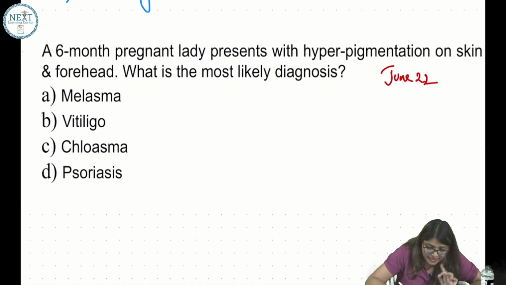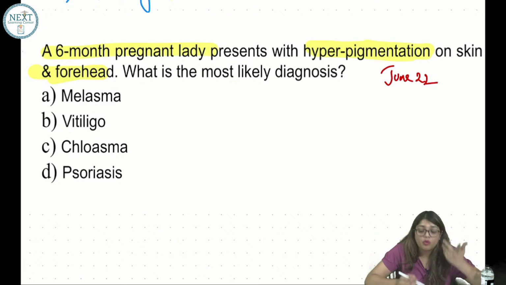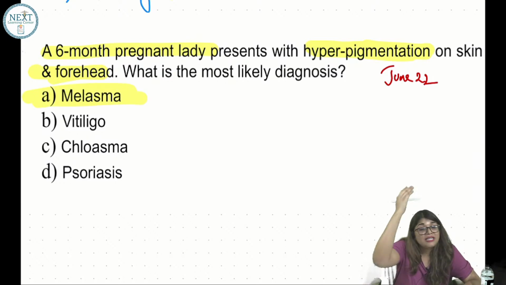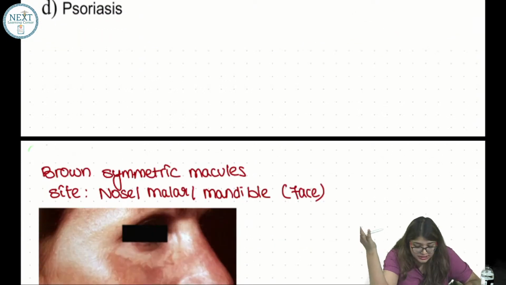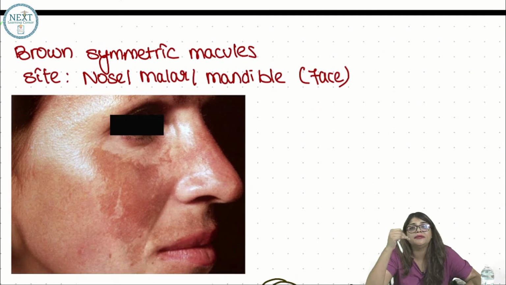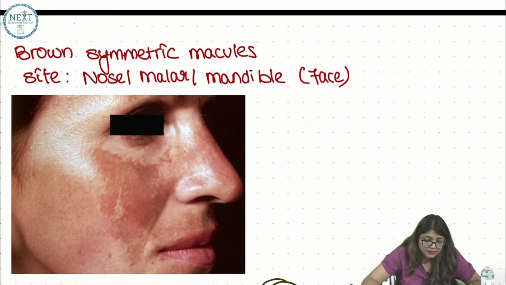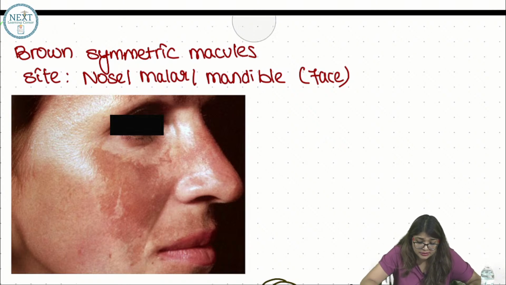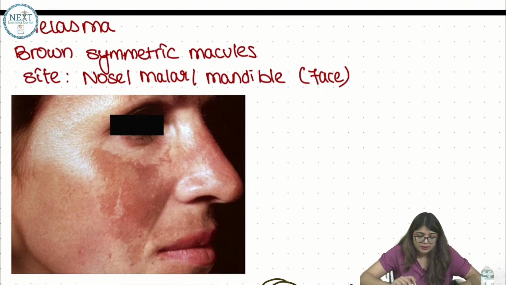Yeah, what is this? Very good. We are talking about hyperpigmentation on skin in a 6-month-pregnant female. What does she have? She has melasma. So let's go through all the hyperpigmentary lesions. What is this now? This is melasma. They are lesions on the nose, malar area, and mandible, and they are symmetrical. Macules. Again, macules, I told you, they are not raised lesions, right? So this is your melasma.